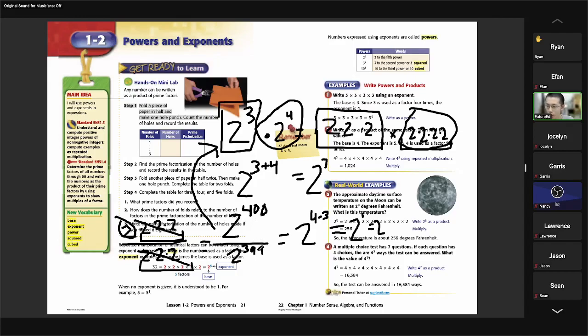400 minus 399, that's just 1, right? So in this case, you can simplify this really, really quickly. It's like 2 times 2 times 2 times 2. You just simplify it like magic. That's pretty much what it is. So that was the addition property of exponents, and then this was the subtraction property of exponents.